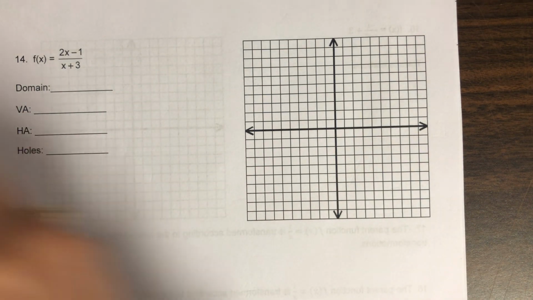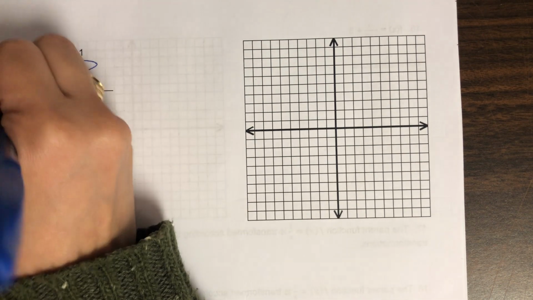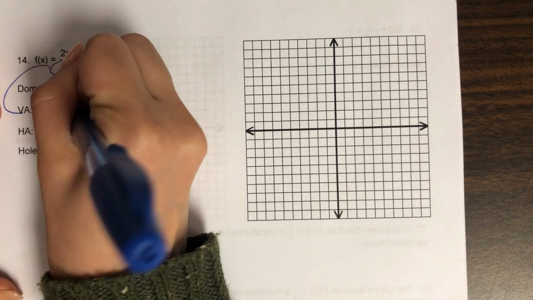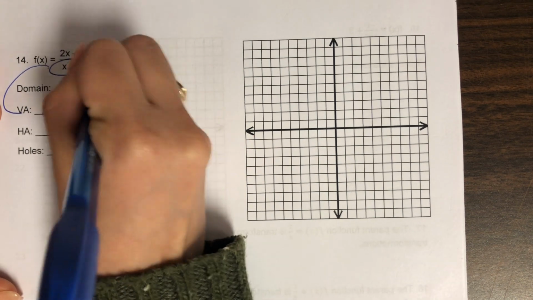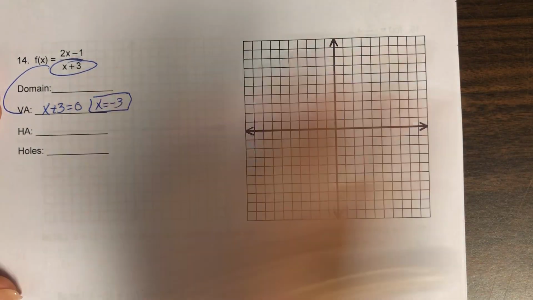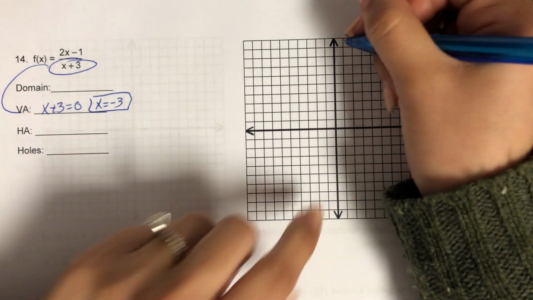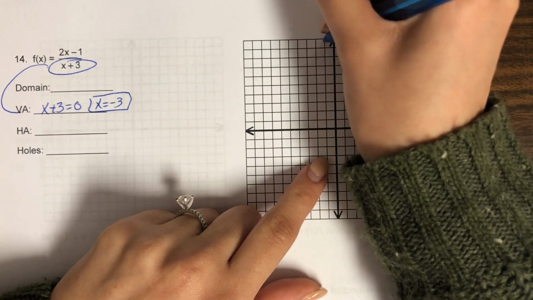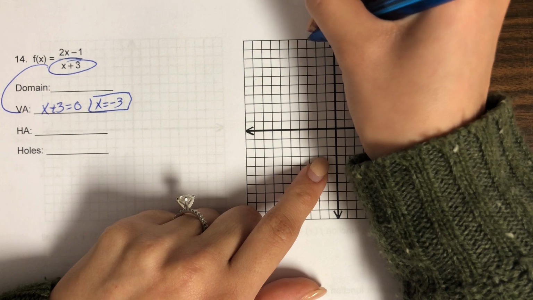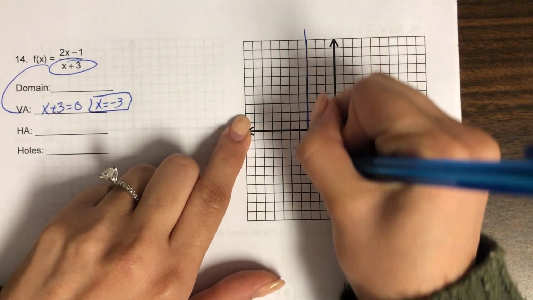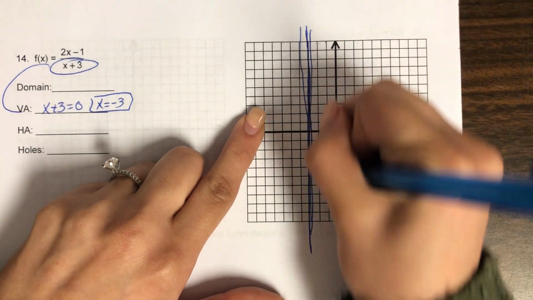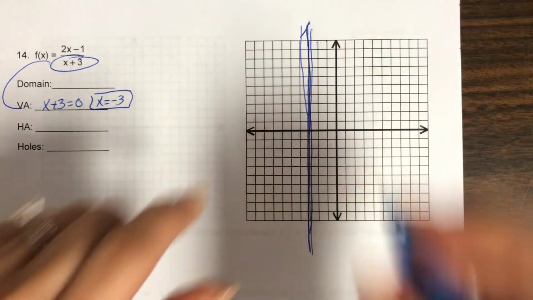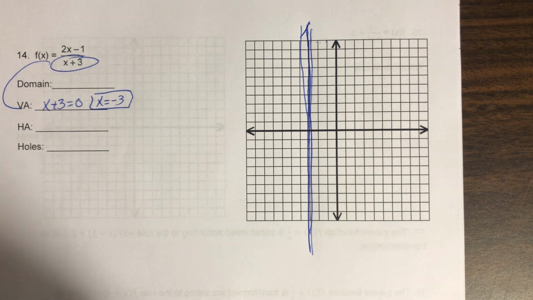So here we go. Vertical asymptote, set equal to 0. X minus 3, oh, I already said it. X is equal to -3. Right away, go ahead and draw it. If you're color coding, that's even better. Go ahead and draw it right now. So 1, 2, 3. This is my vertical asymptote. All crooked, but it's there.